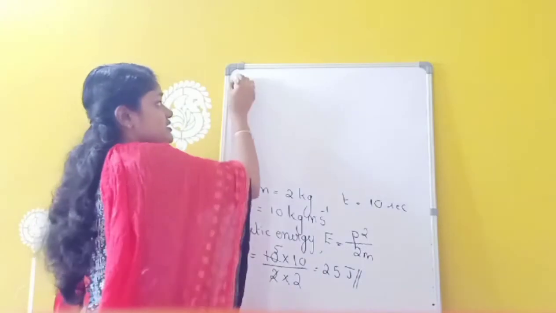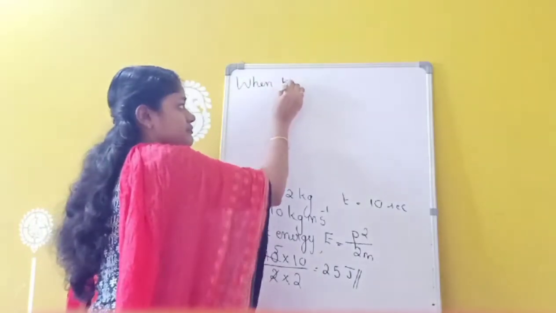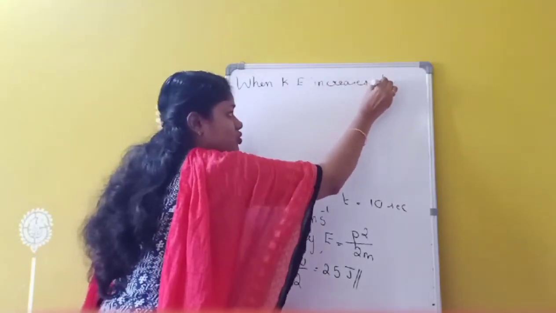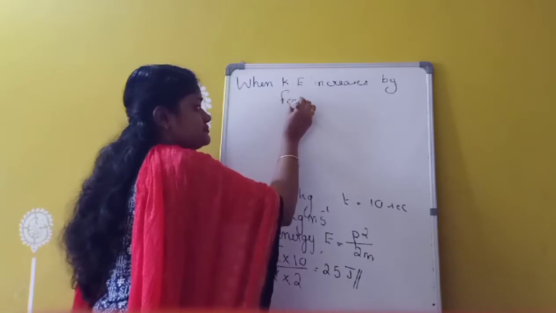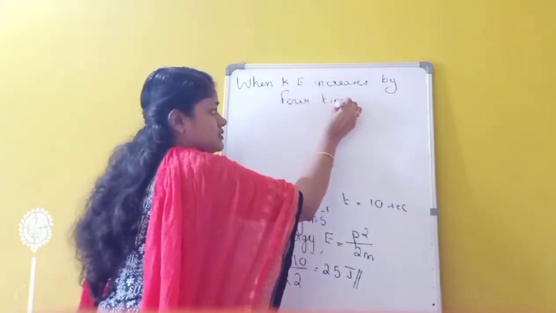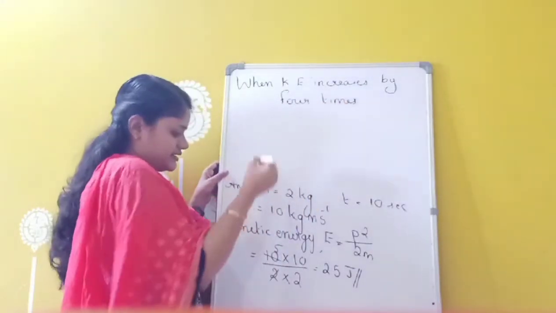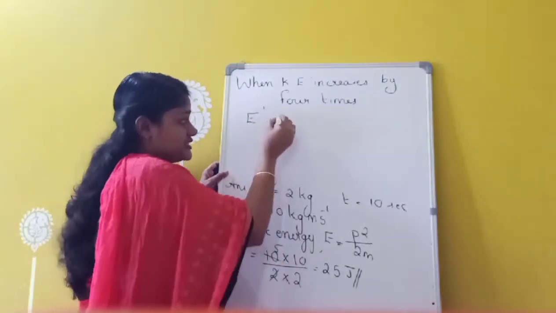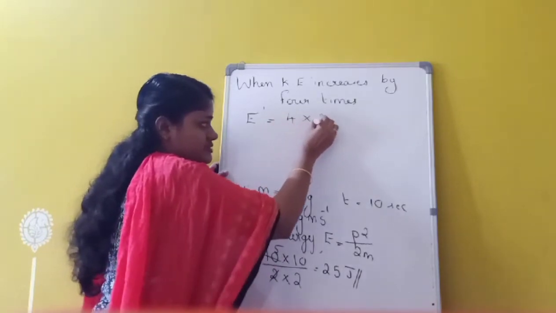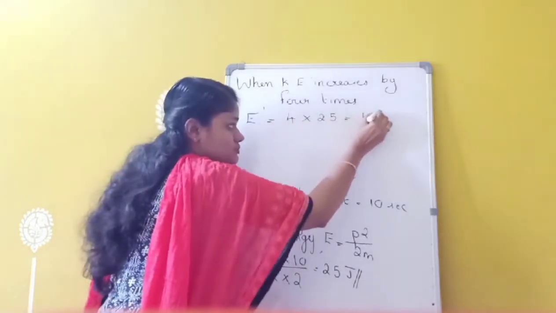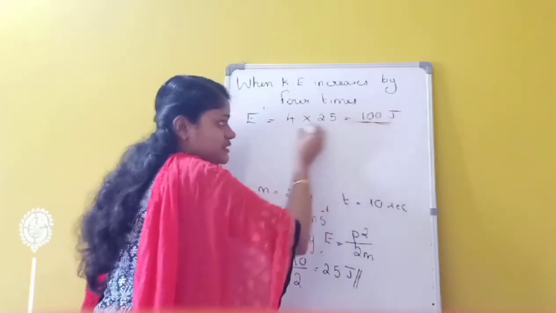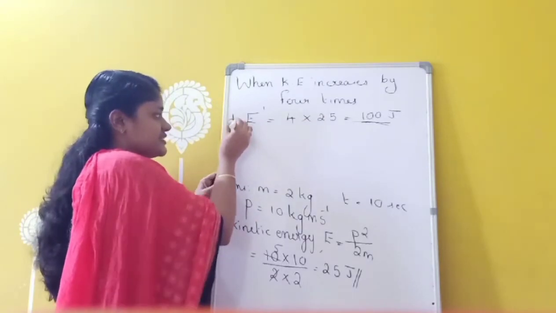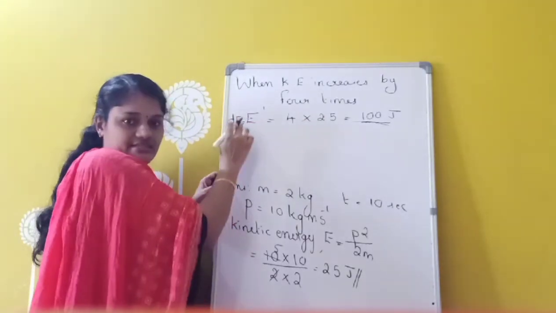So when kinetic energy increases by 4 times, then the new kinetic energy can be written as, suppose I am taking E dash. E dash is the new kinetic energy. It becomes how many times? 4 times. So that means 100 joule. So now the kinetic energy becomes 100 joule. The increase in kinetic energy, we can take it as dE.